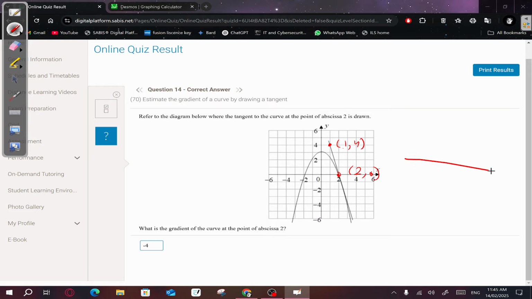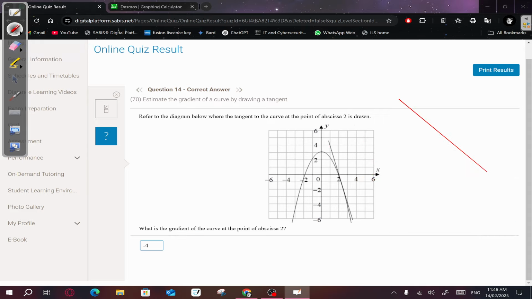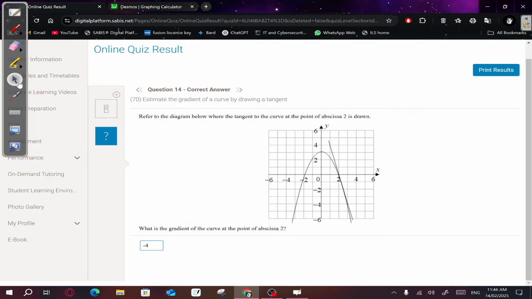Okay, so x2, y2, x1, y1. Let's just start by labeling our points. y2 minus y1, 4 minus 0, over 1 minus 2. This gives me 4 over minus 1, which is going to be negative 4. And this is our gradient, because again, it's a straight line. The m of a straight line is equal to y2 minus y1 over x2 minus x1. Very easy work. Everyone should know this.